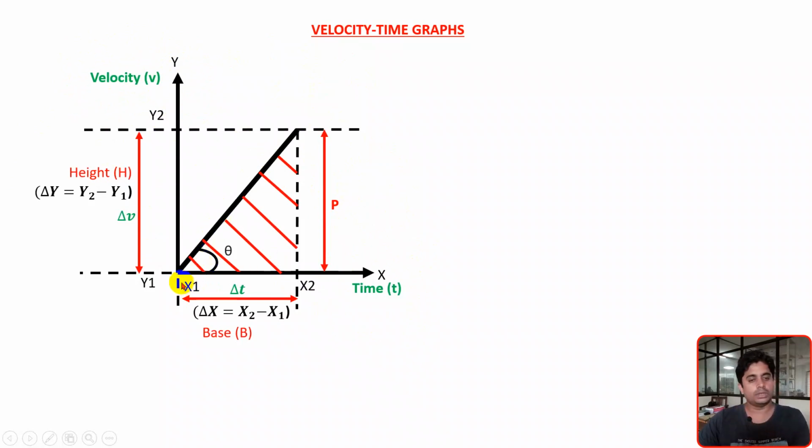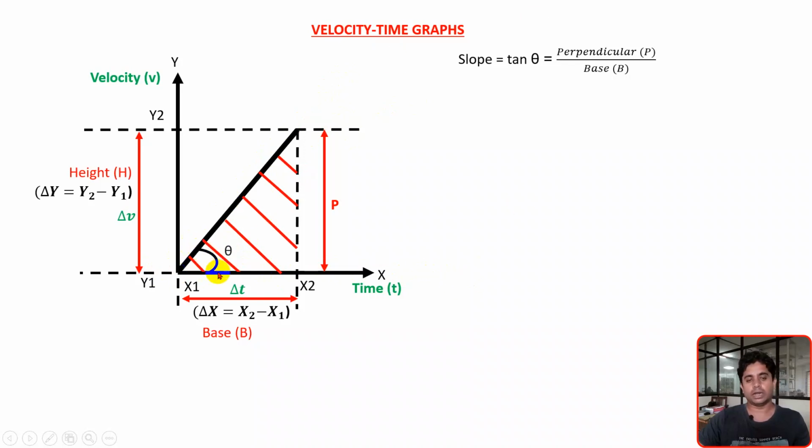If you observe this line, what it indicates is that as time is increasing, the velocity of the object is also increasing. As time is increasing, the corresponding velocity of the object is also increasing. Now again, I want to find the slope of this line. How to find the slope? Again the same logic. This line is making angle theta with the time axis, or x-axis.